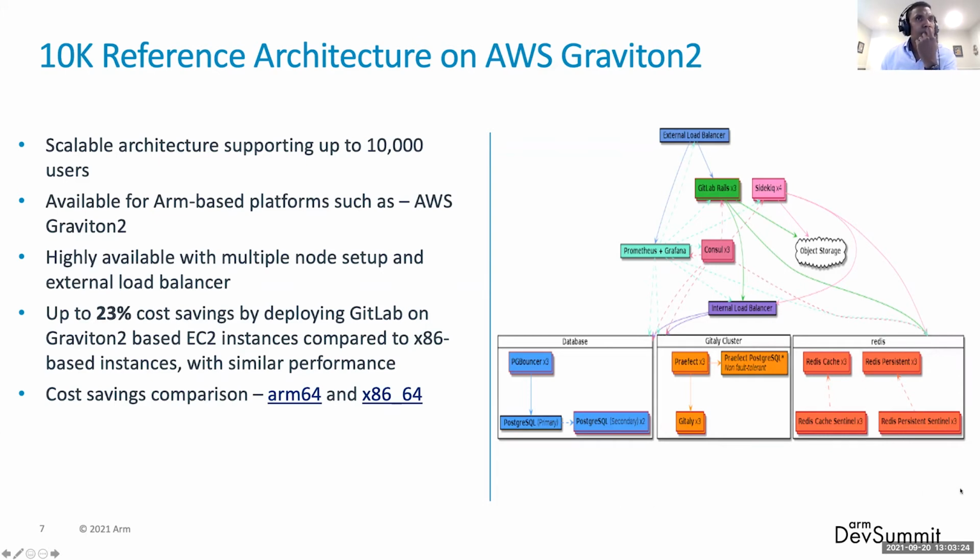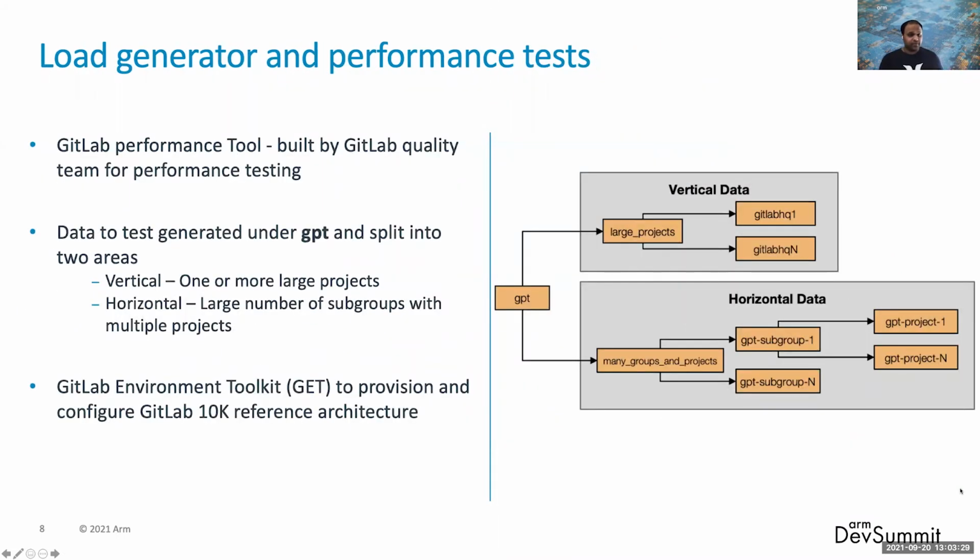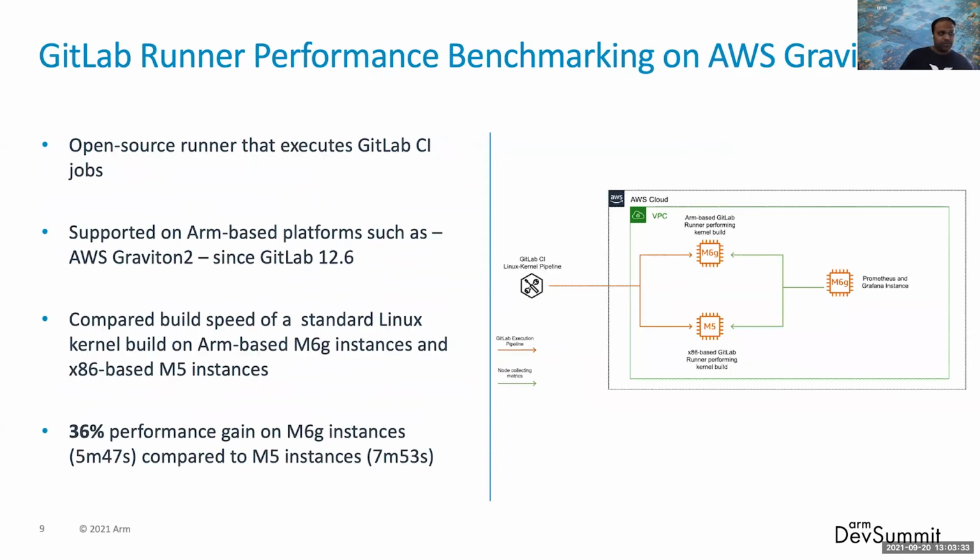Okay, so this was the GitLab 10K architecture performance benchmarking that we did. Now we'll just make a segue into the GitLab Runner performance benchmarking. Now, before I go into this, Darren, do you want to provide any comments here? Yeah.